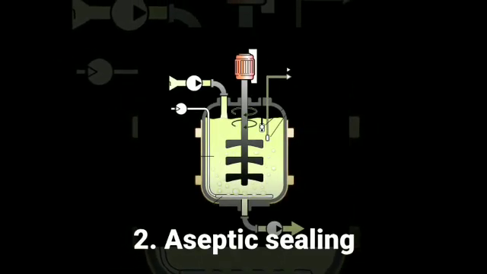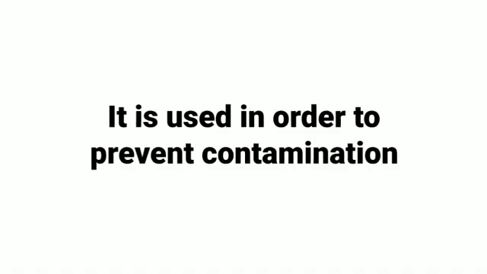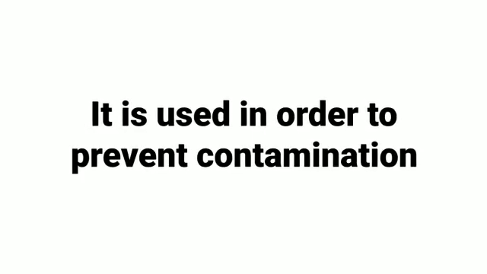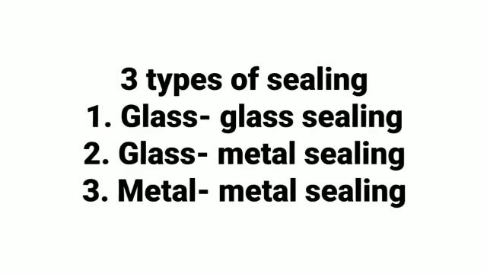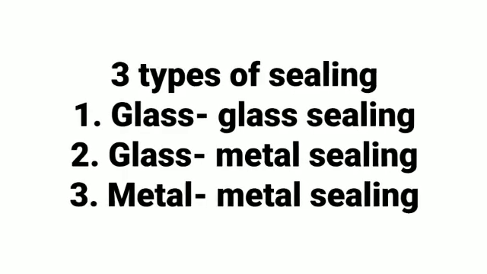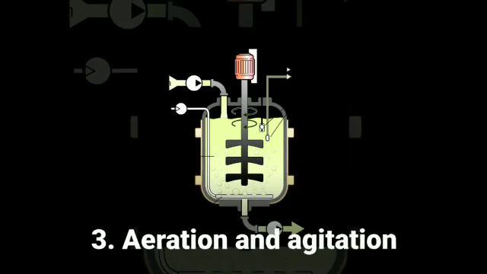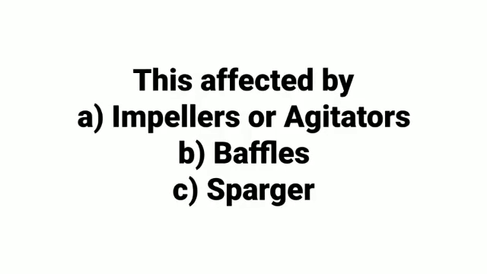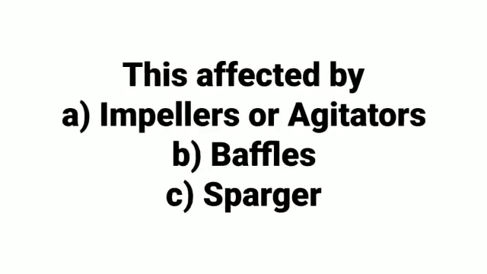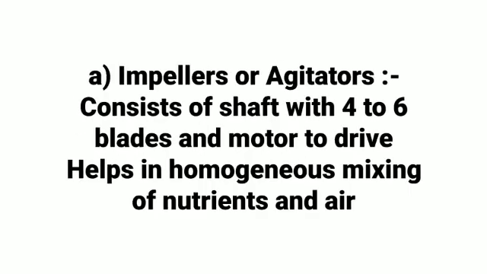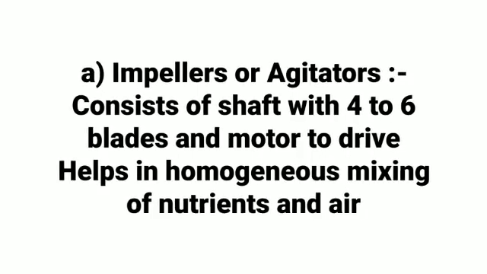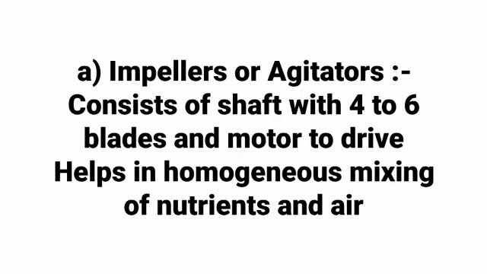Second one is aseptic sealing. It is used in order to prevent contamination. There are three types of sealing: glass-glass sealing, glass-metal sealing, and metal-metal sealing. Third one is aeration and agitation. This is affected by impellers or agitators, baffles, and sparger. Impellers or agitators consist of a shaft with 4 to 6 blades and a motor to drive. It helps in homogeneous mixing of nutrients and air.